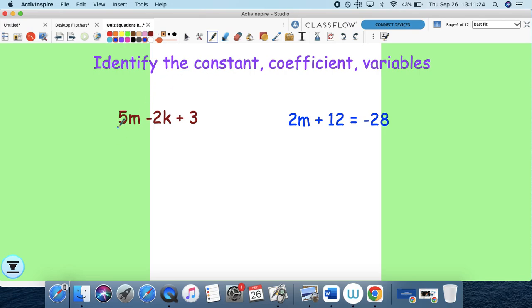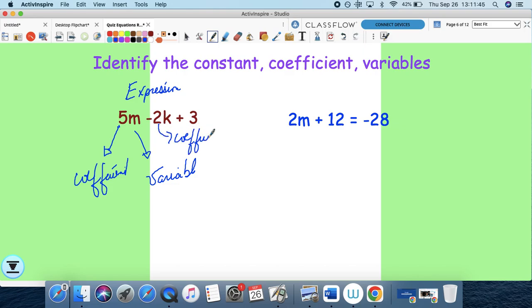All right, let's identify things. So here's an expression, 5m. First of all, this is an algebraic expression. The 5 is called a coefficient. The m is a variable. This -2 is also a coefficient. The k is another variable. And the 3 right here is a constant, because that 3 will always be a 3.